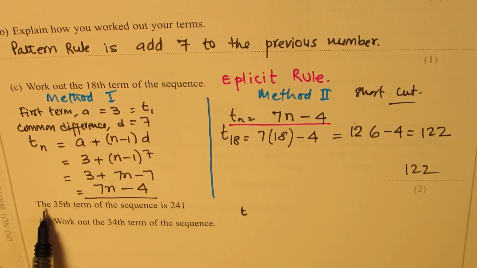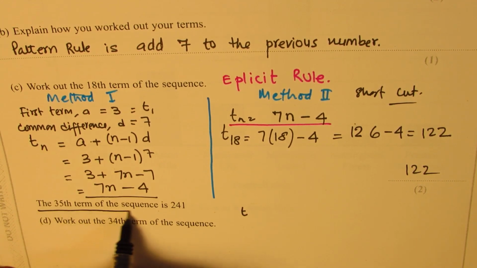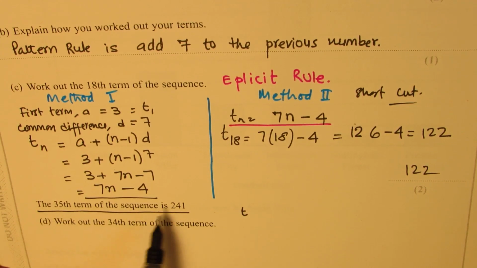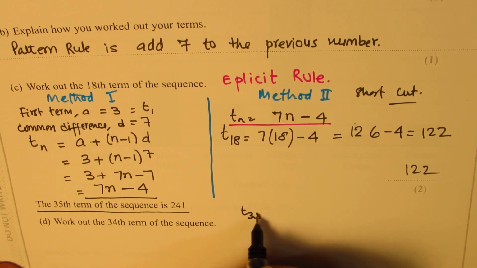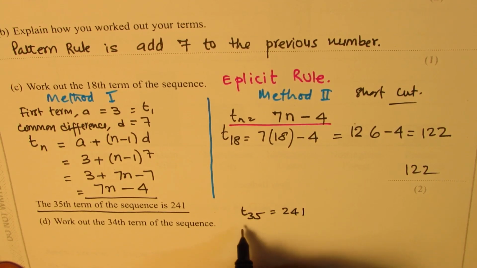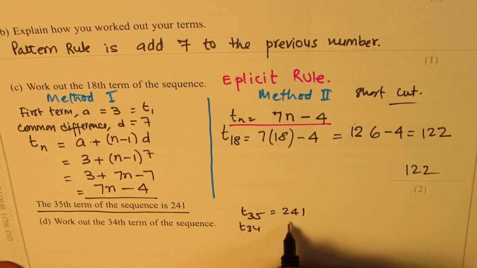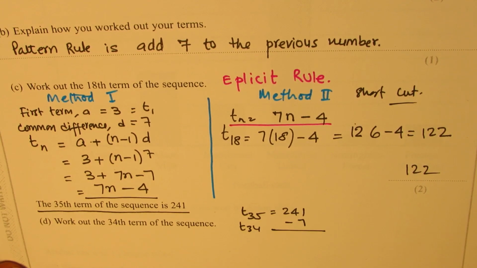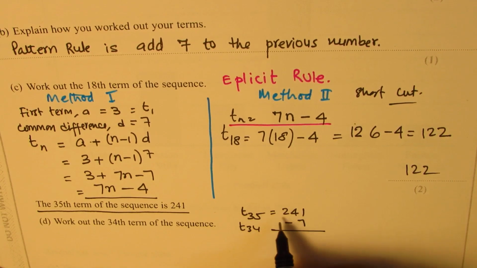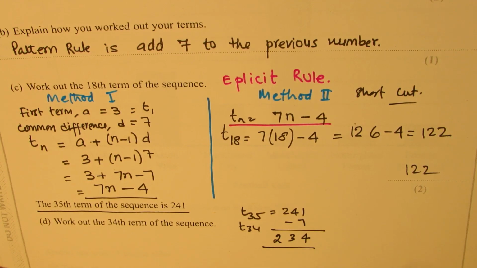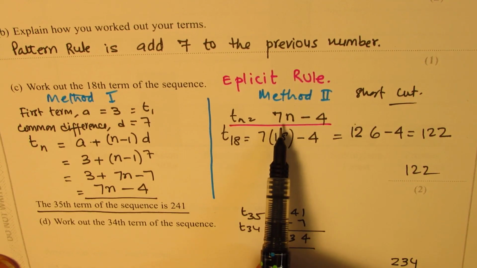Okay, here we have something else. The 35th term of the sequence is 241. Sorry, I didn't read this. The 35th term is 241. Work out the 34th term, right? So we know the 35th term is 241. We need to find the 34th term. So I'll do just minus 7 to get my answer. Previous term, correct? So that's an easy way. So 11 take away 7 is 4 and then we get 2, 3, 1. So that will be my answer, right? 234. However, you could have used the explicit formula.